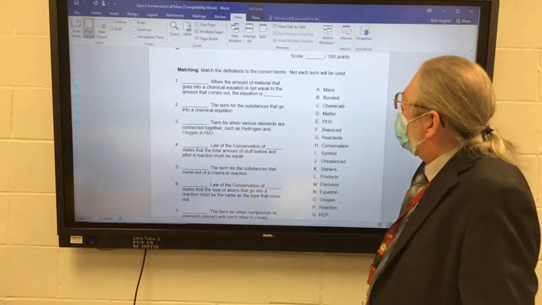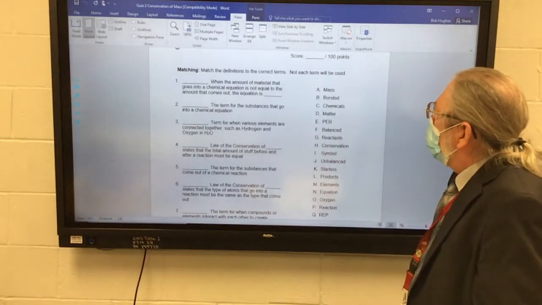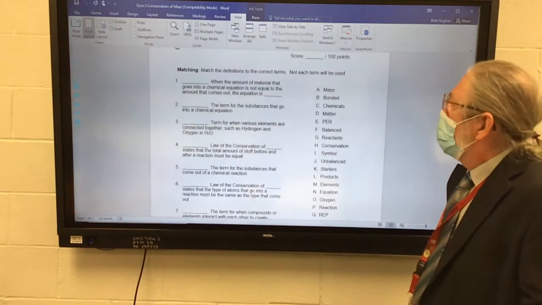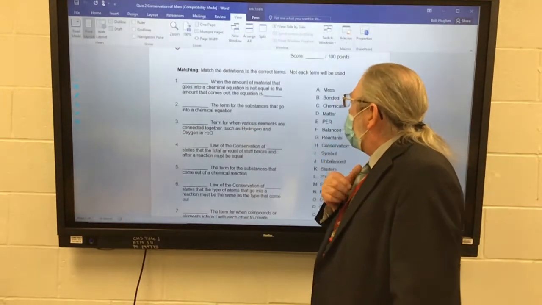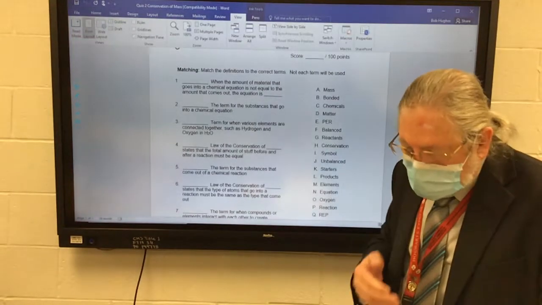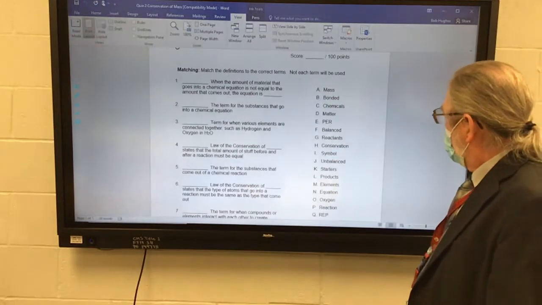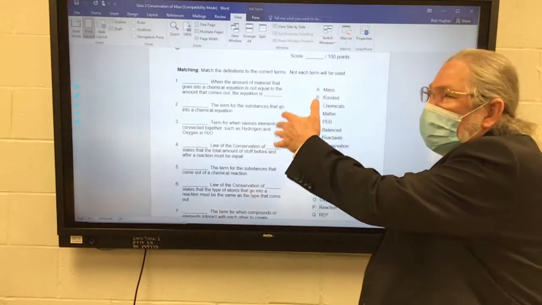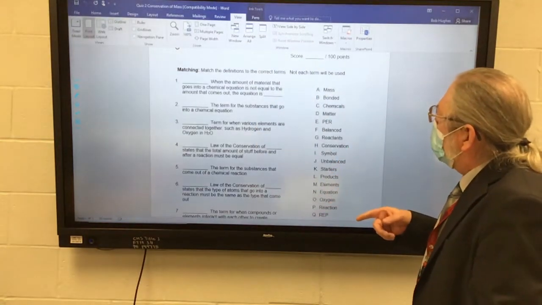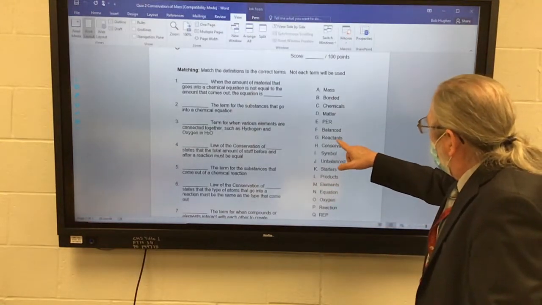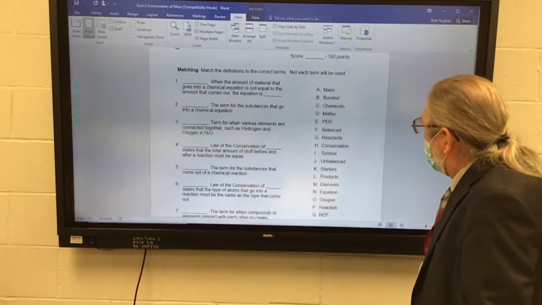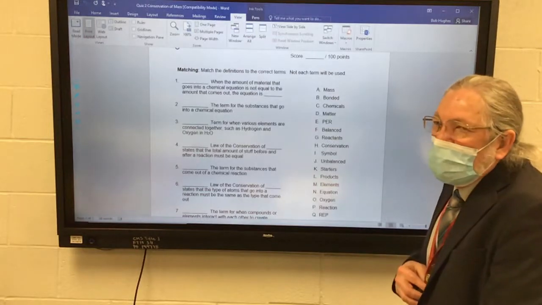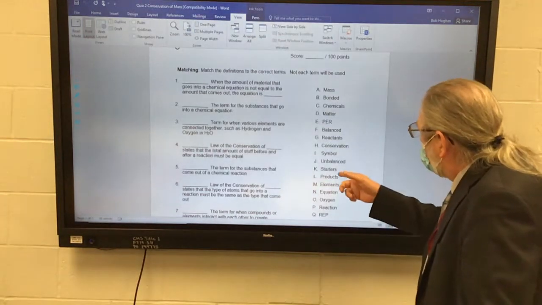Okay, everybody ready for number two? Let's read this. Number two: the term for the substances that go into the chemical equation. You remember our rep table. Is that G, the reactant, or L, the product? What's the substances that go into a chemical equation? Are they called the reactant or the product?